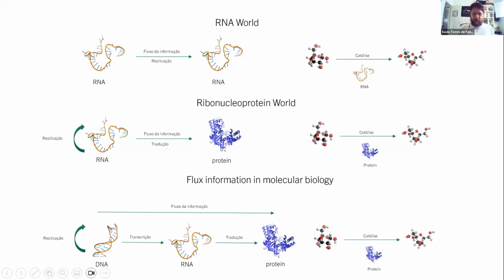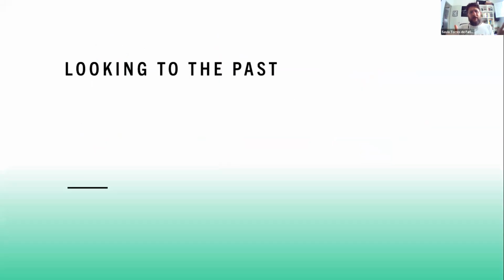In this moment, the catalytic reactions change, and now the protein assumes these positions like we can see in modern organisms. And the last step in this flux of information, the natural history of the flux of information, was to pass the information stored in the RNA to the DNA. That is the way that you know in modern organisms. Okay, but to understand these major transitions, we need to look to the past.